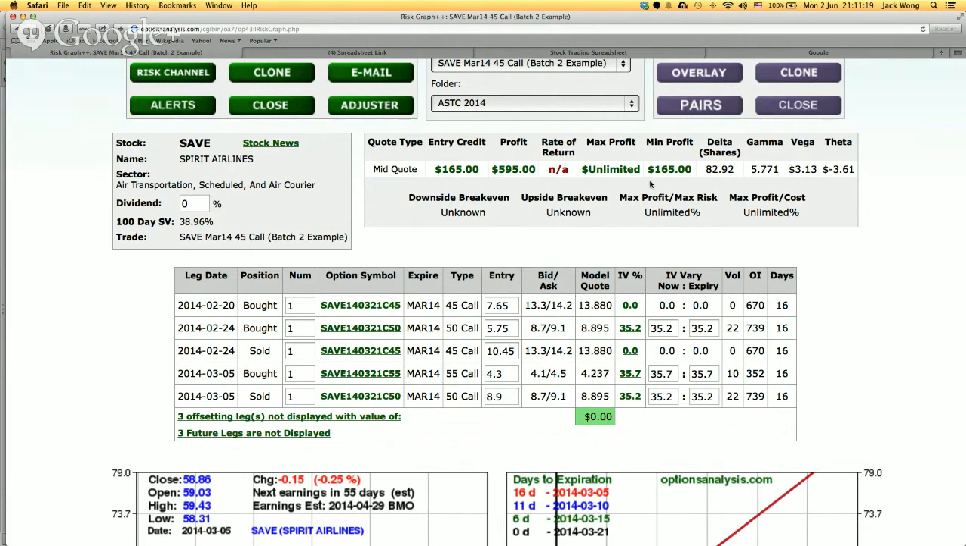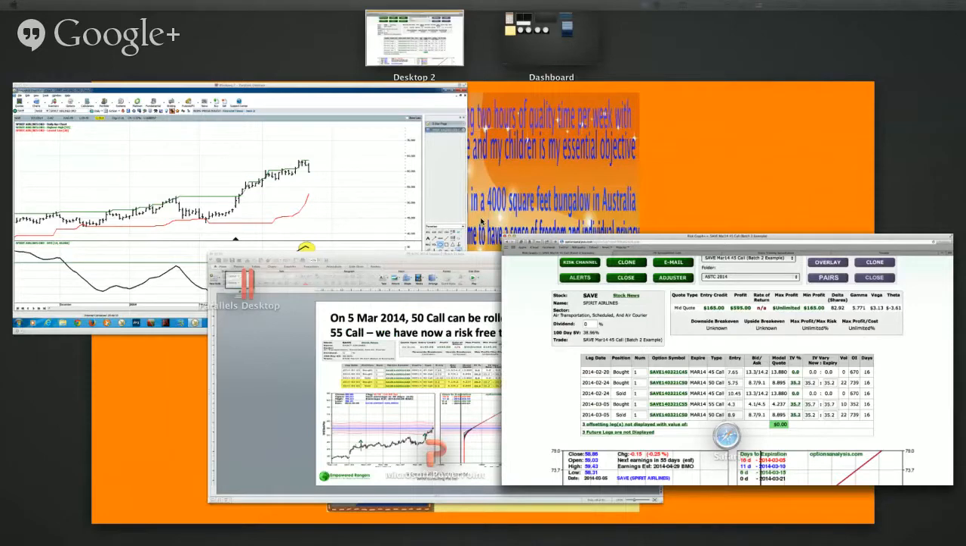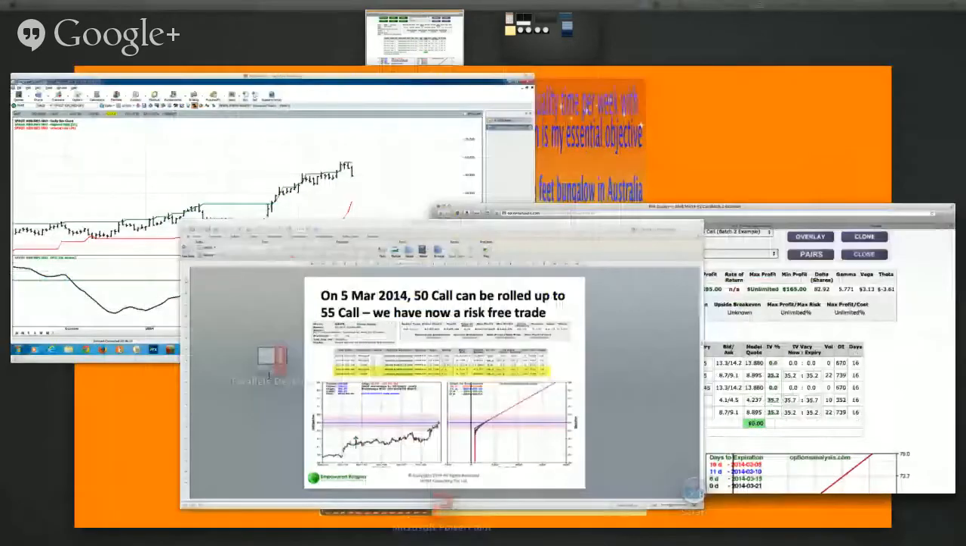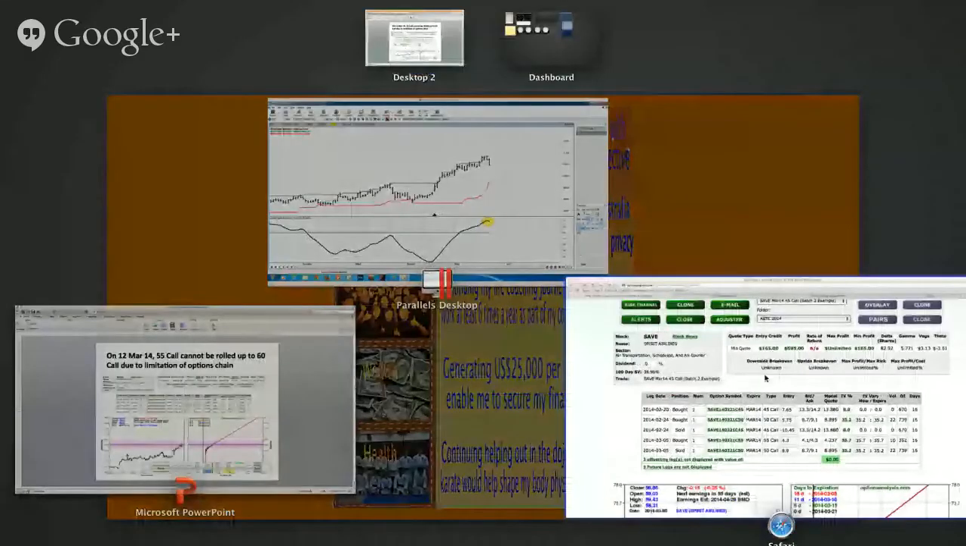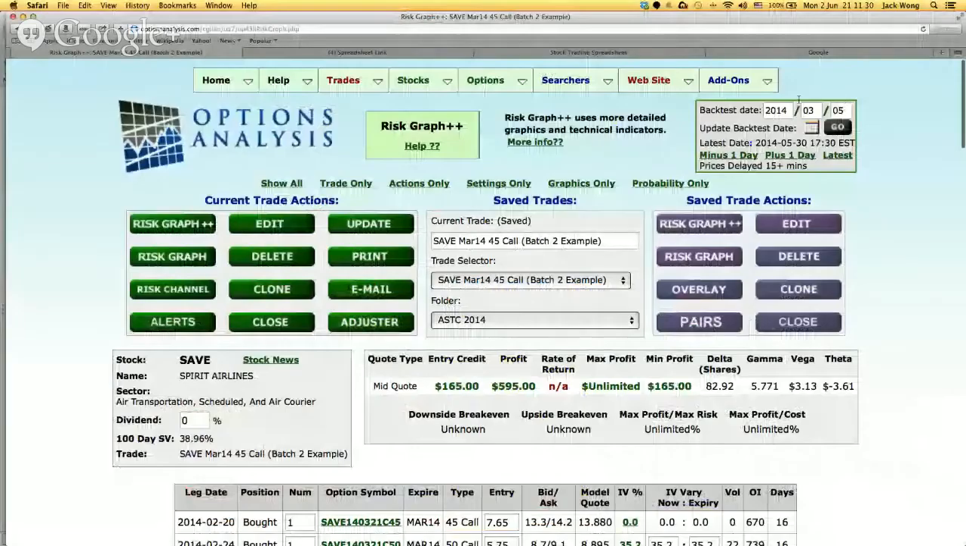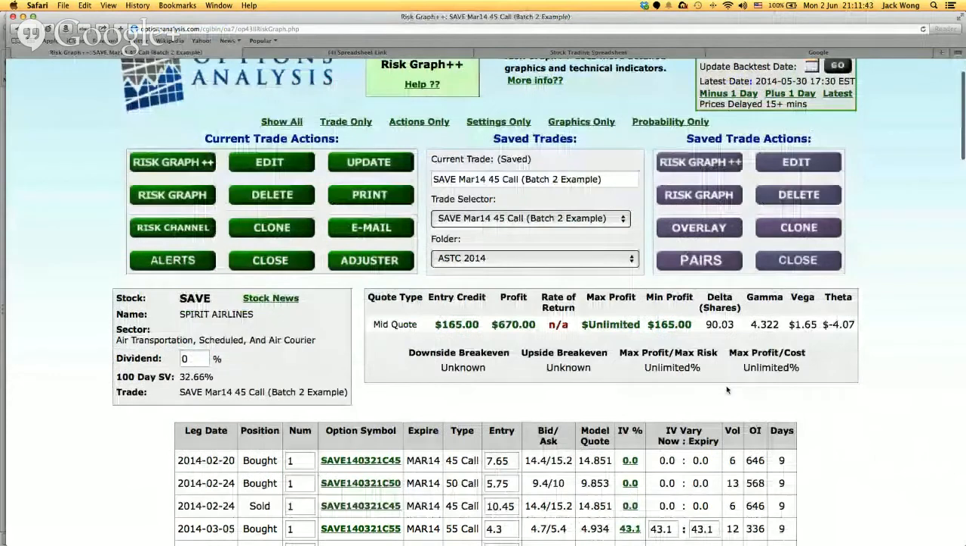Let's move on to the next milestone. The next milestone is 12th of March. I wanted to roll up to the 60 call, so let me show you on 12th of March, a week later, what happened to the position. On 12th of March, I would love to roll up the call because the delta is 90. It's a bit much for me already. So I look at the chain and ask, can I roll up?